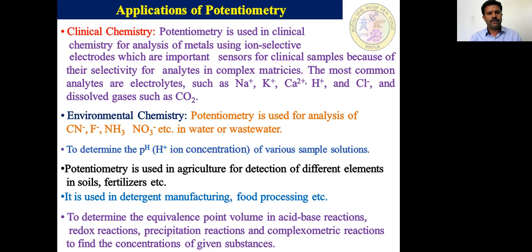To determine the equivalence point volume in acid-base reactions, redox reactions, precipitation reactions, and complexometric reactions, and to find the concentrations of given substances, we can use potentiometry. So these are some of the applications of potentiometry.